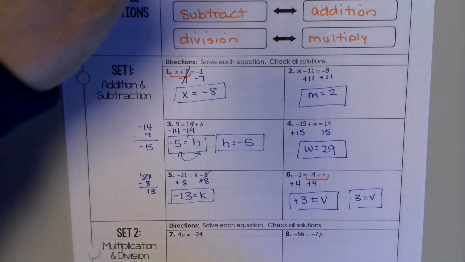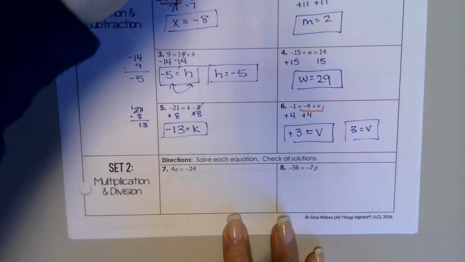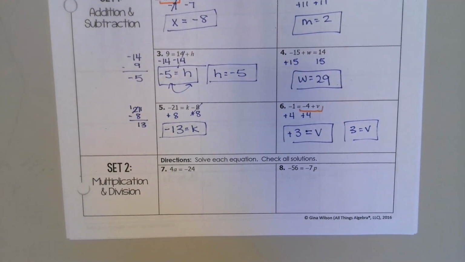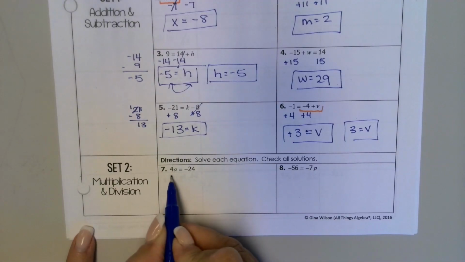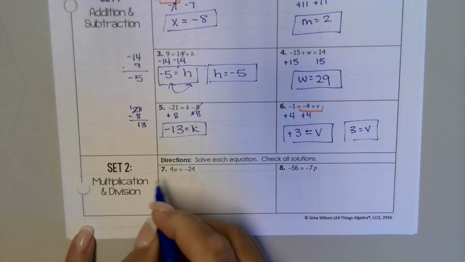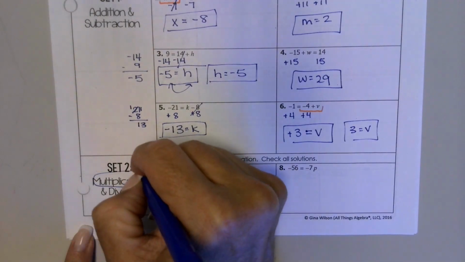Okay? All right, so now we're going to take it a step farther. We just did adding and subtracting, and now we're going to do multiply and divide. So this is an example of something multiplied together. They're connected. So with multiplication, what you're going to see is that they're connected.